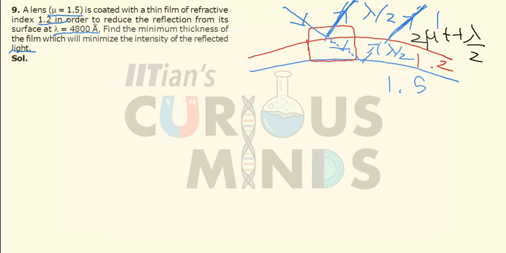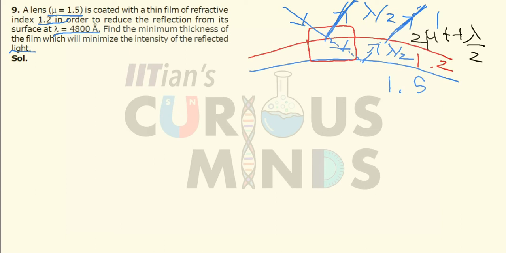So if I consider this part, we have to find out the minimum thickness such that it forms lower intensity as compared to the first one. So it is very much clear that in order to get lower intensity, the path difference should be in the odd multiples of lambda by 2.